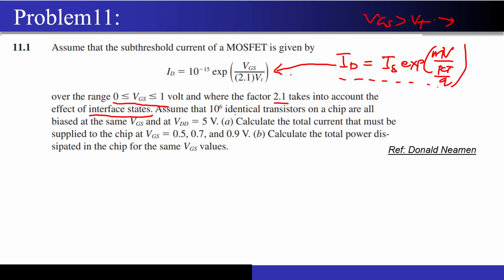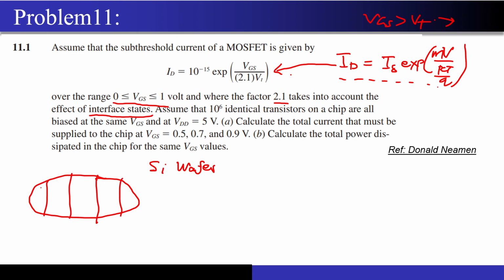Now assume that 10 to the power 6 identical transistors on a chip are all biased at the same VGS and VDD of 5 volts. Now what does this mean? In my first lecture, I must have told you that you have something called a silicon wafer. After that you dice it, you cut it.